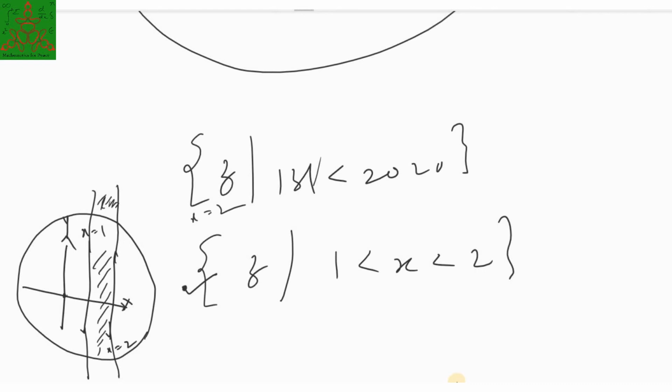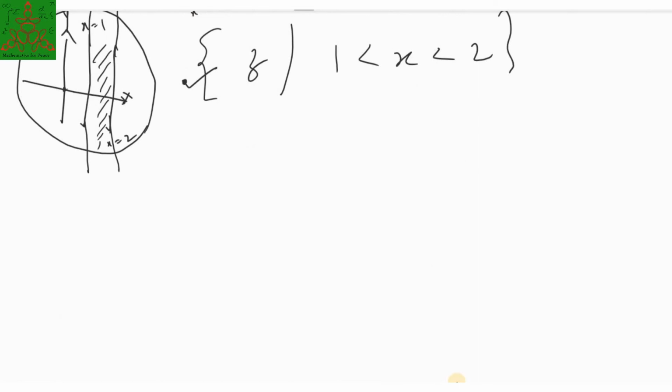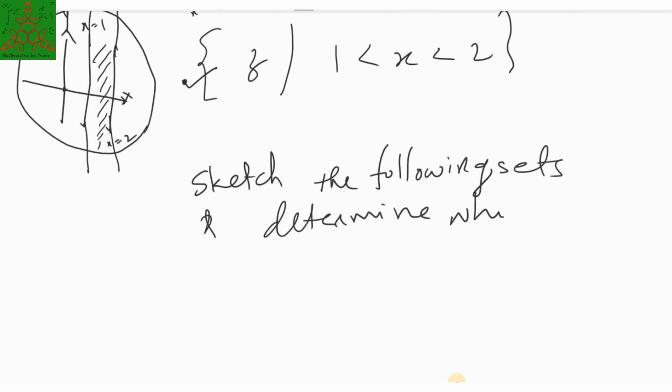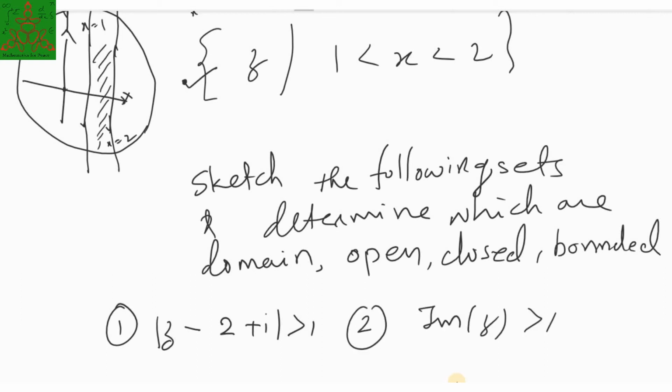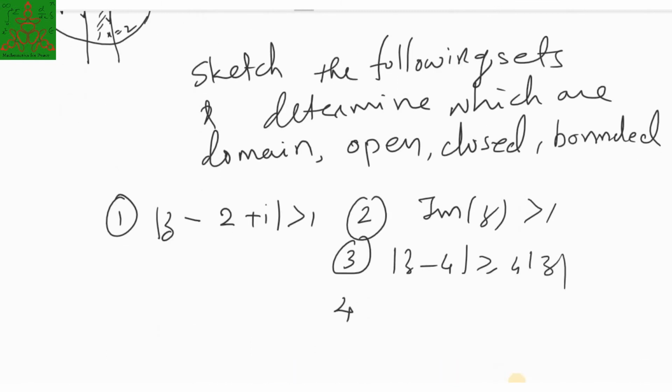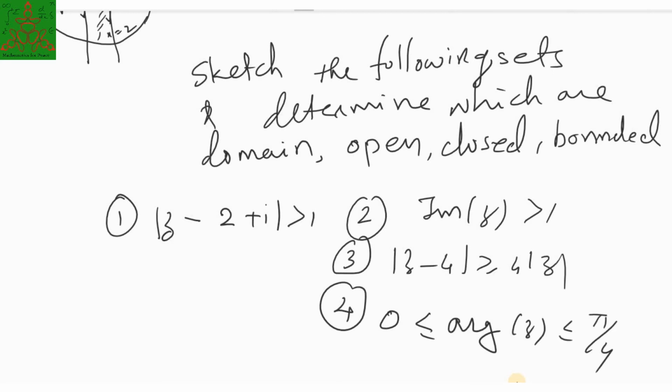That's it. I'm giving you some exercises here that you can try for the discussion we had today. Exercise: sketch the following sets and determine which are domain, open, closed, bounded. First, |z + 2i| is greater than 1. Second, the imaginary part of z is greater than 1. Third, |z - 4| is greater than or equal to 4. Fourth, the argument of z is less than or equal to pi by 4.